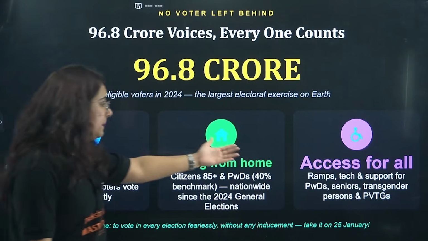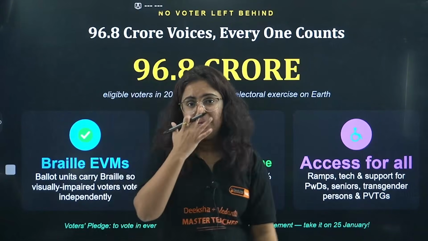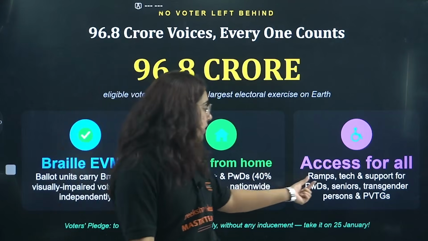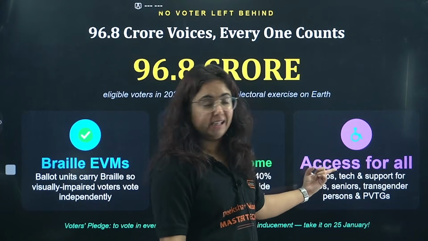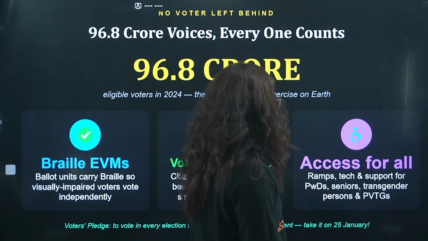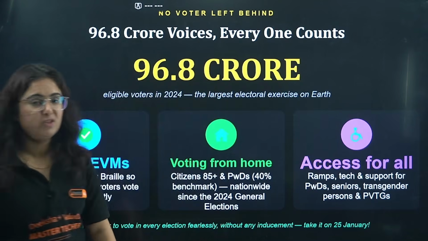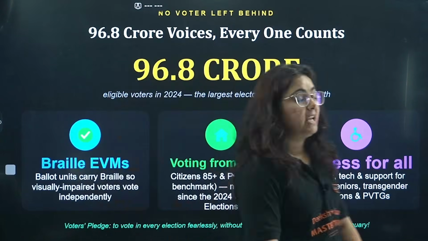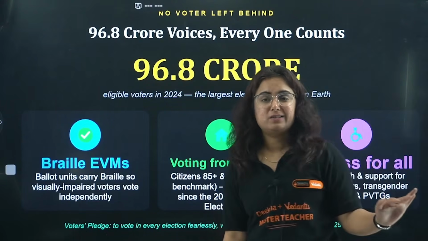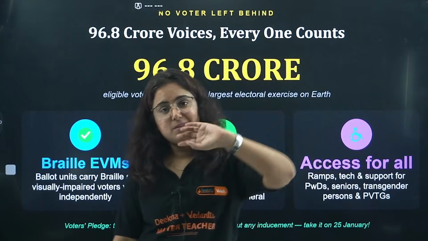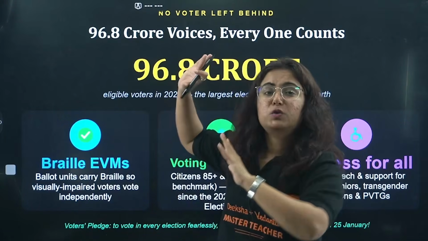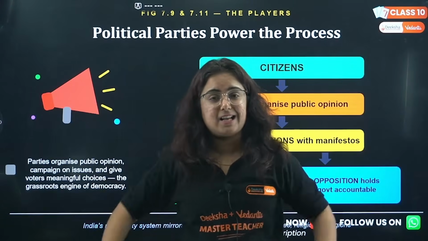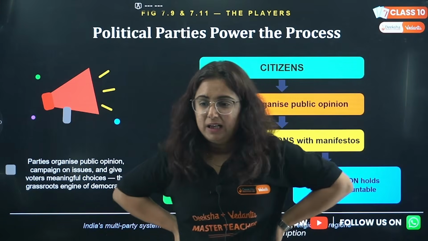And for people with disability of less than 40%, support is being provided to them, like ramps and technologies. The vote is also open for transgenders, senior persons, PVTGs, and everyone without any discrimination, and we are making it accessible to all of them. This is what the government promised. This is what the chapter tells us. Okay, clear to you? Great.